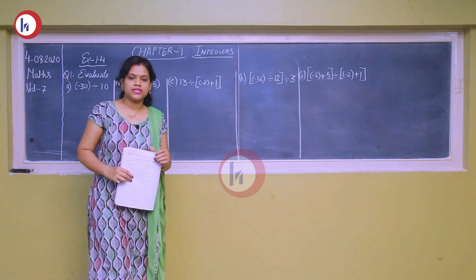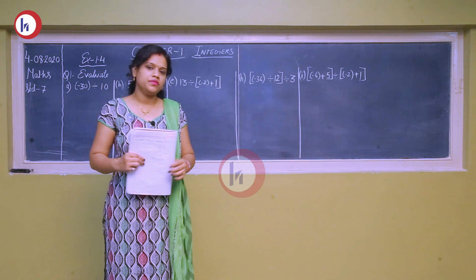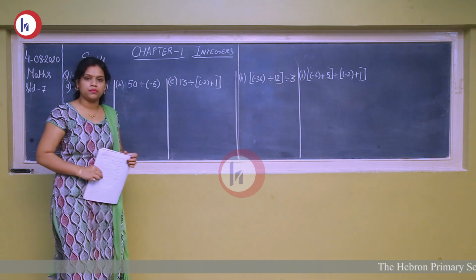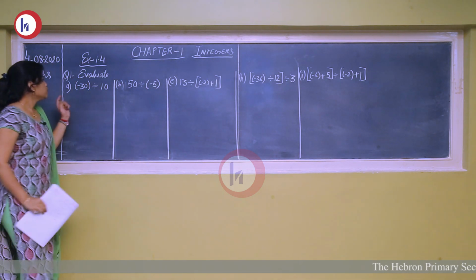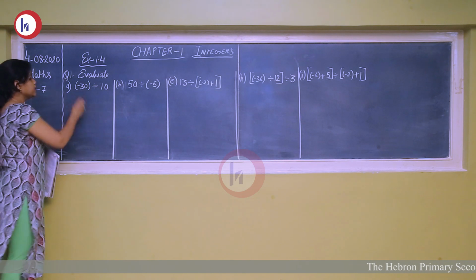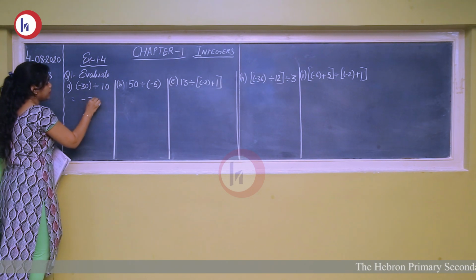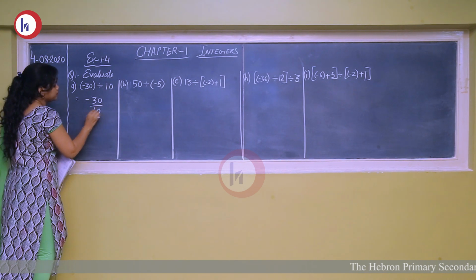In the last video we completed 1.3. Today we will start with 1.4, exercise 1.4 of chapter number 1. Here our first sum is minus 30 divided by 10. We will start, as I have told you, by first dividing the numbers.